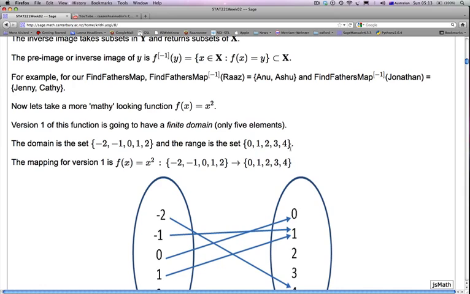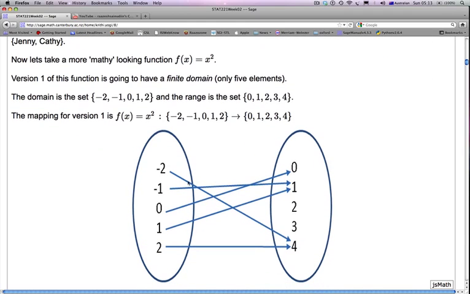The mapping for version 1 of this function is f(x) equals x squared, and it goes from -2, -1, 0, 1, 2 to 0, 1, 2, 3, and 4. And the picture looks like this. The square of -2 is 4. Square of 2 is also 4, and so on.